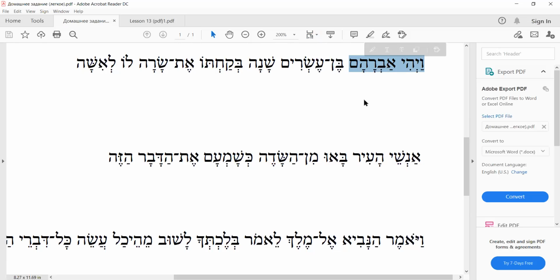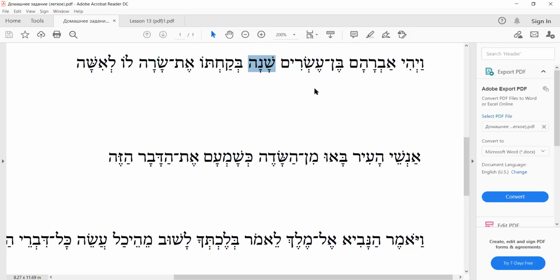And Abraham was. Correct. What is this ben? Between? No, between would be with the yod inside. This is son, but it is son in construct, so it means son of. And Abraham was son of. Esrim is 20. And shana? Yes, years.